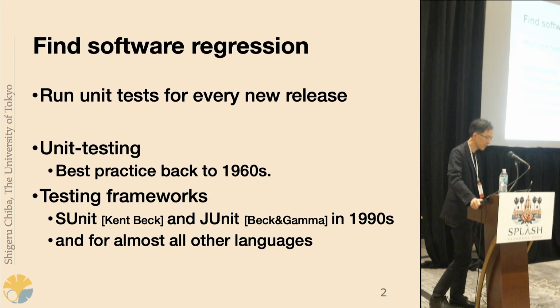And because this is a very classic technique, testing frameworks have been used for a long time, and one of the famous ones is SUnit, developed by Kent Beck, and JUnit is a pretty successful tool for Java developed in the 1990s. And since then, almost all languages have similar testing frameworks. So nowadays, running unit testing is one of the best practices of software development. So finding a software regression is easy.